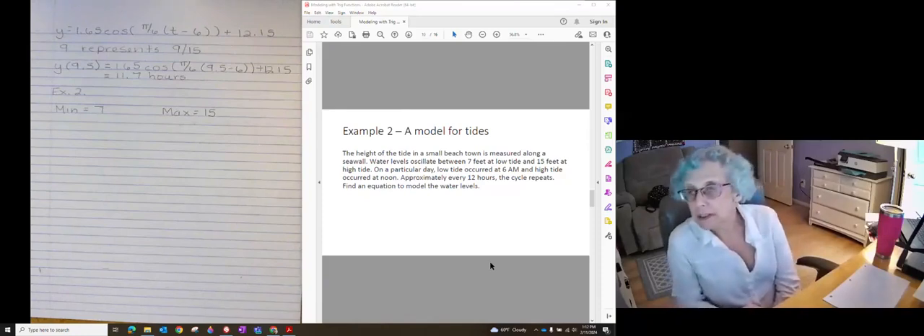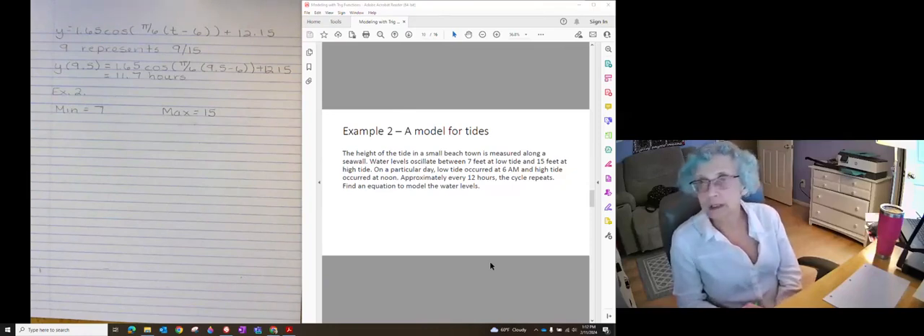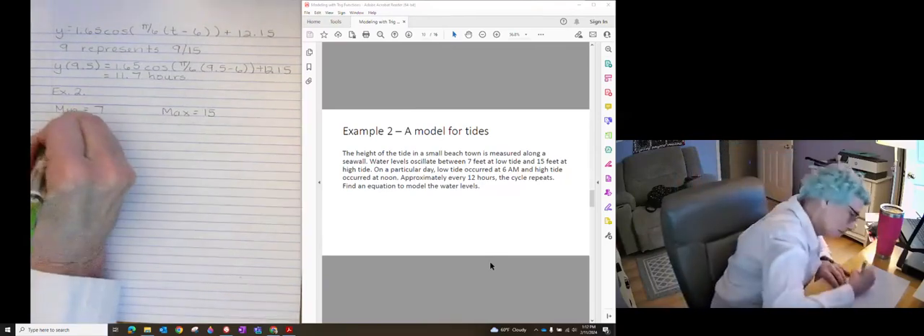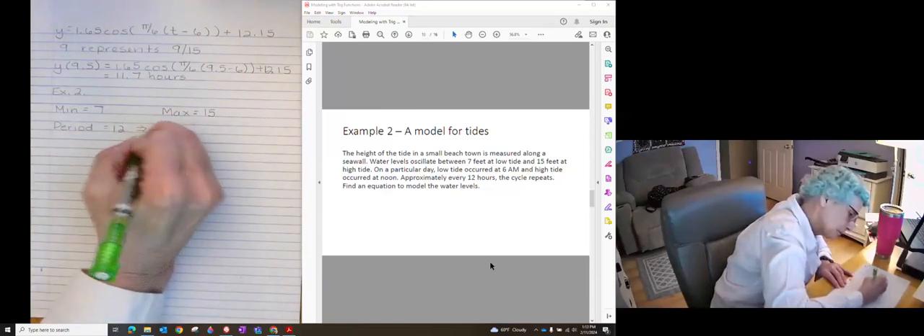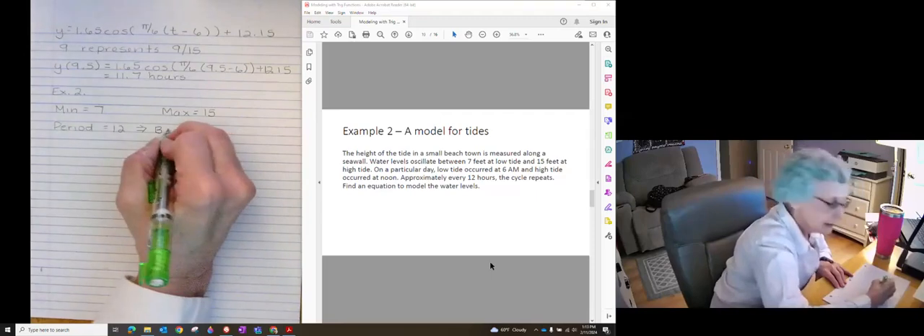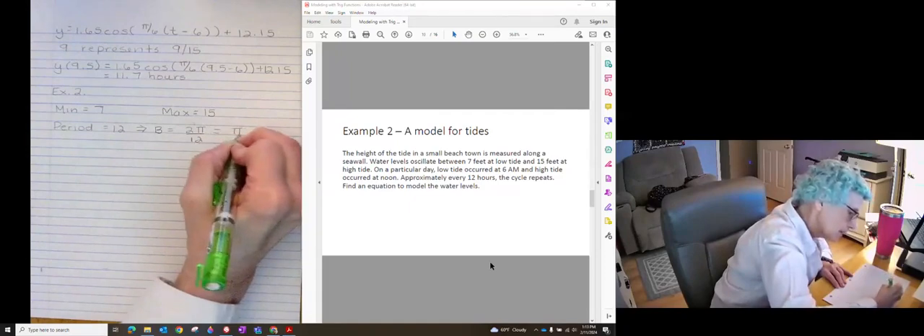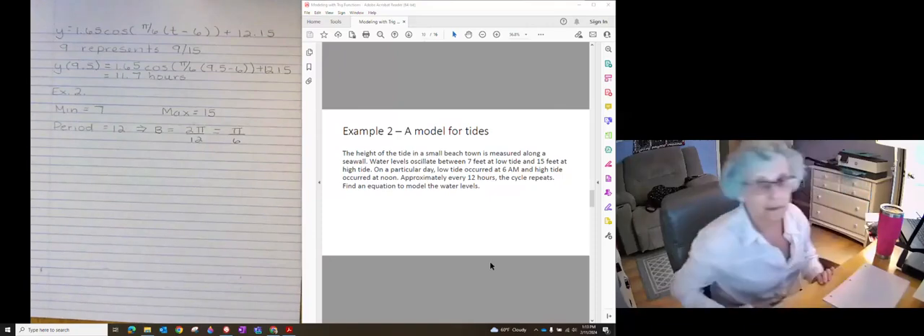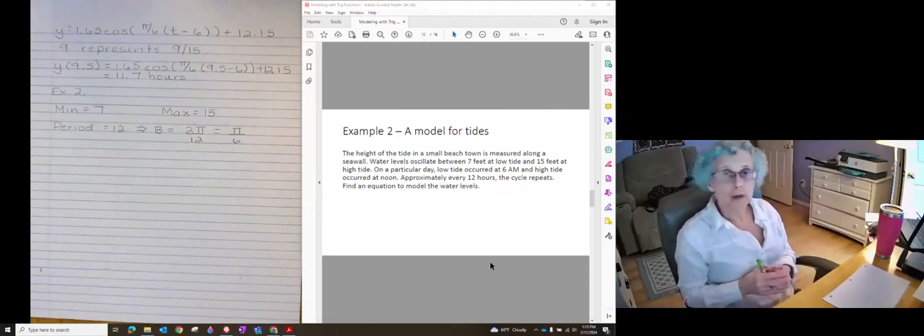On a particular day, low tide occurred at 6 a.m. and high tide occurred at noon. Approximately every 12 hours the cycle repeats. That's my period. And since I know period and B are closely linked, I'm going to go ahead and write down that B is 2 pi over 12. This seems to be the theme of today. B is pi over 6. And we want to find an equation to model the water levels.